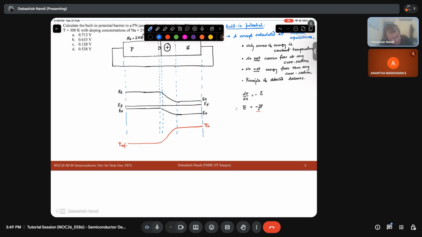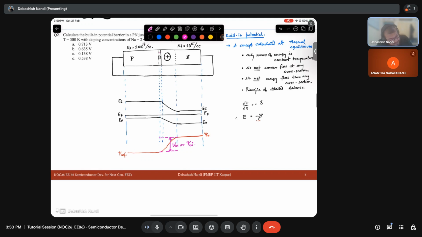So what is your built-in potential? Built-in potential is this much between this and this. This is your VBI or psi BI. This difference is your built-in potential. And why is there a potential? Because of the depletion charges, right?